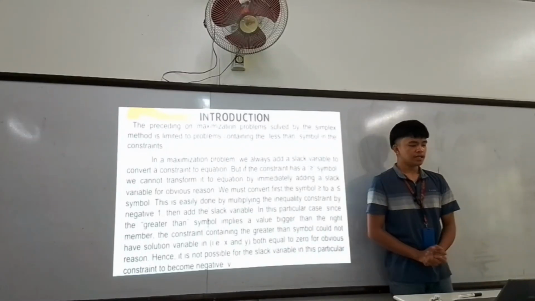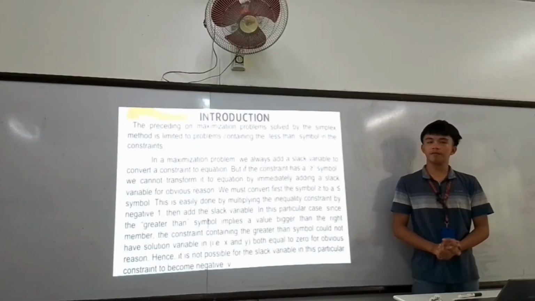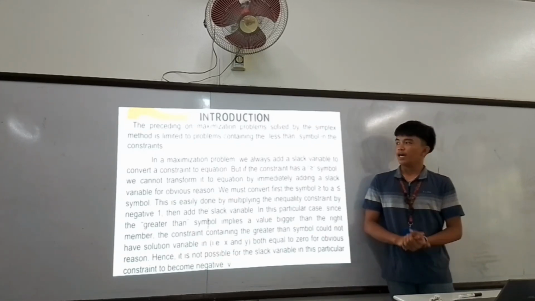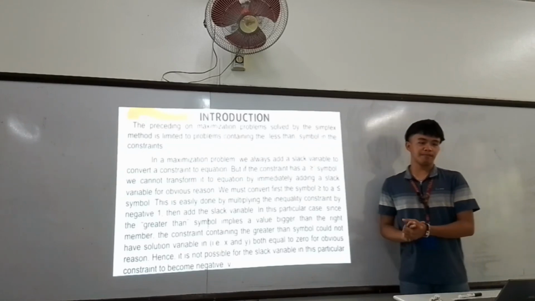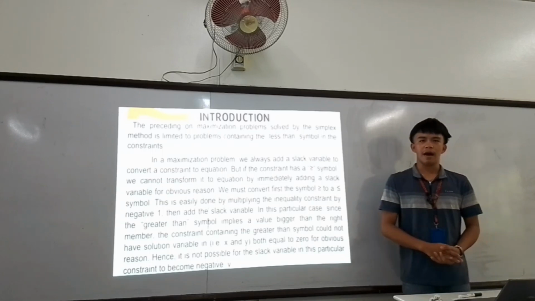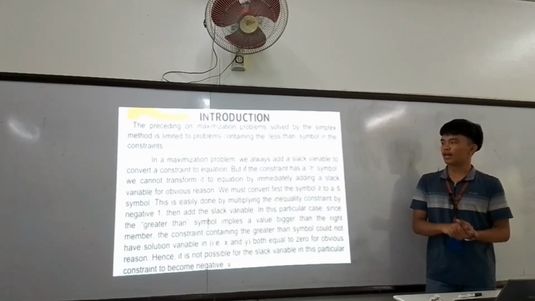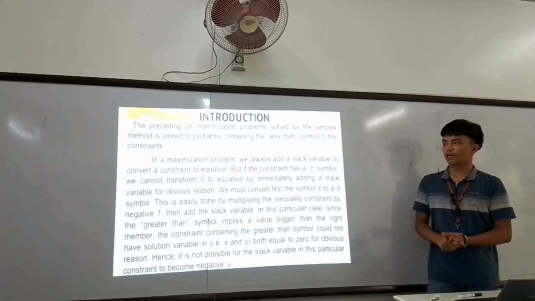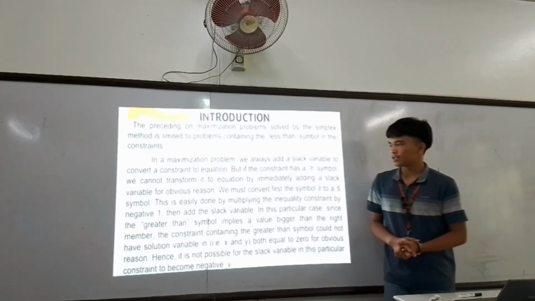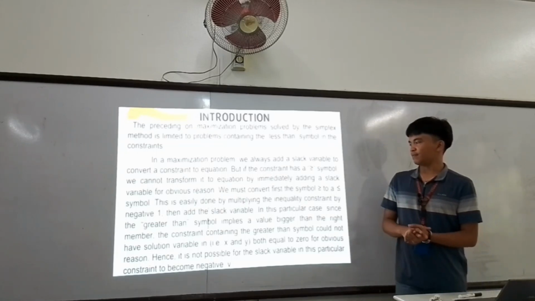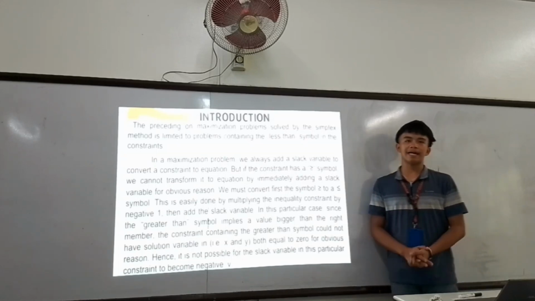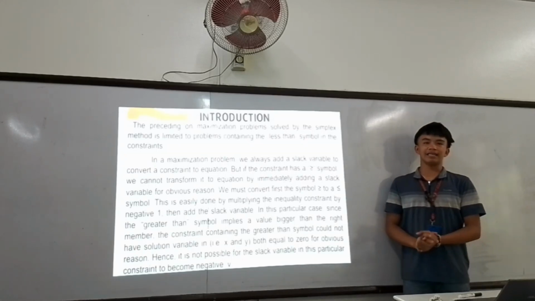For introduction, the proceeding on maximization problems solved by the simplex method is limited to problems containing the less than symbol in the constraints. In a maximization problem, we always add a slack variable to convert a constraint to equation. But if the constraint has the greater than symbol, we cannot transform it to equation by immediately adding a slack variable, for obvious reason. Hence, we must first convert the greater than symbol to a less than symbol. This is easily done by multiplying the inequality constraint by -1.